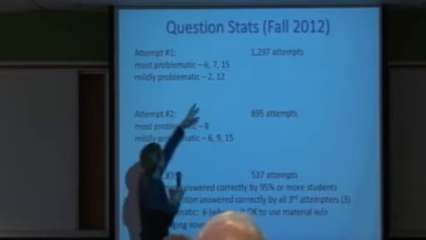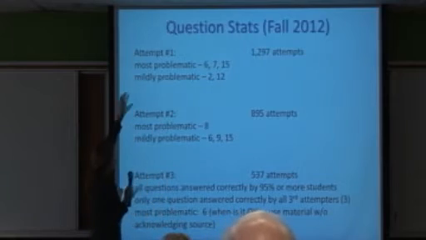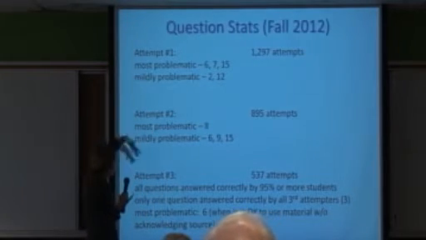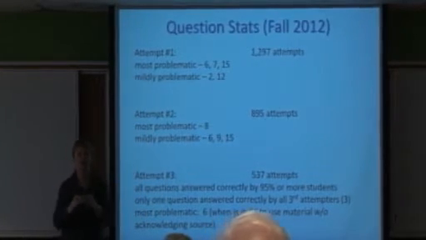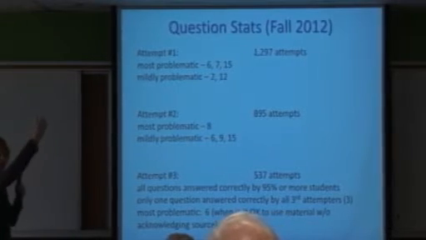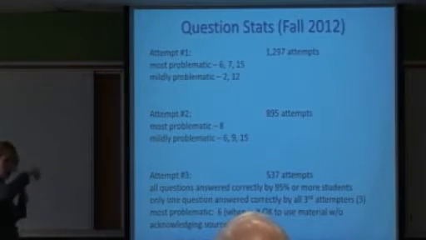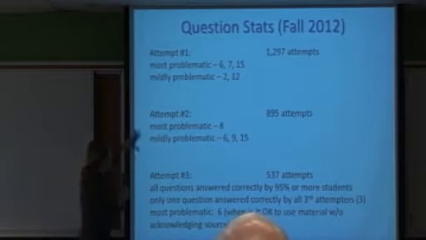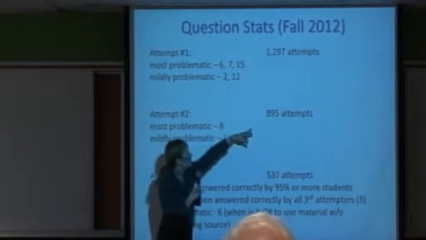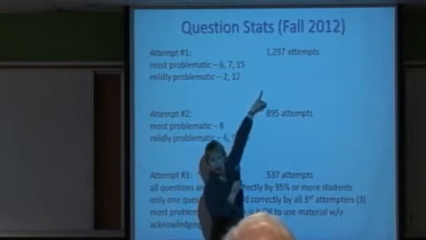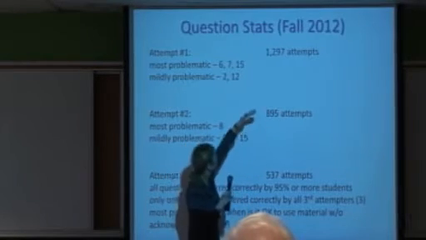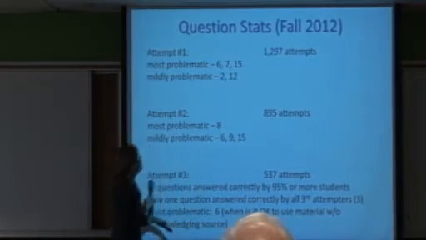Mildly problematic, 2 and 12. So still a lot of people nailed them, but I was just looking at, I'm not going to go into the Learn, but you can put out really nice reports where you get these bar graphs going across. Attempt number 2, there were 895. So if you nail it the first time, you don't go on again. So you want these numbers to be going down.